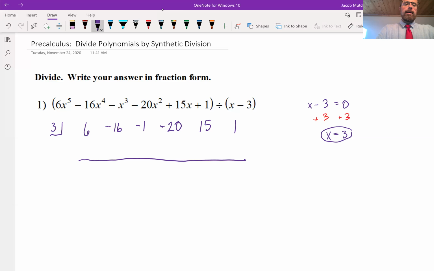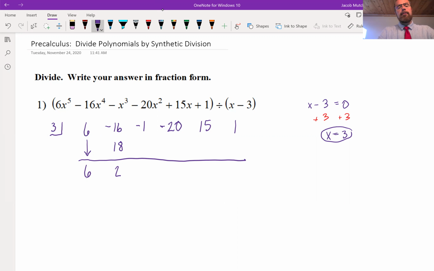I'm going to start off by carrying down the first coefficient. So I'll draw an arrow, and then I'll bring the 6 down. And I'm going to begin the recursive process to perform the division. I'm going to start by multiplying my divisor 3 by that number I carried down. So 3 times 6 is 18, and I'm going to record that product underneath my second coefficient. And then I want to add them. Negative 16 plus 18 is 2. And that's one full cycle of the process. Now I'm going to start it again.